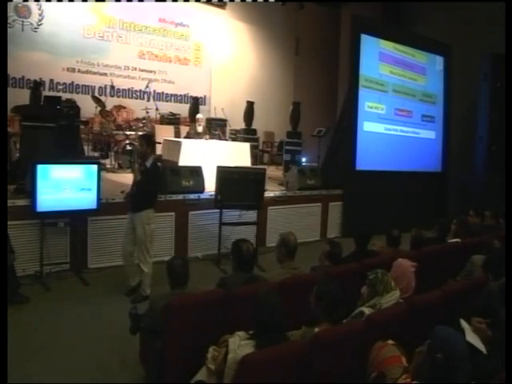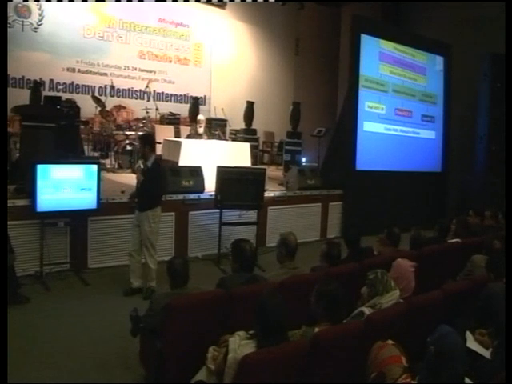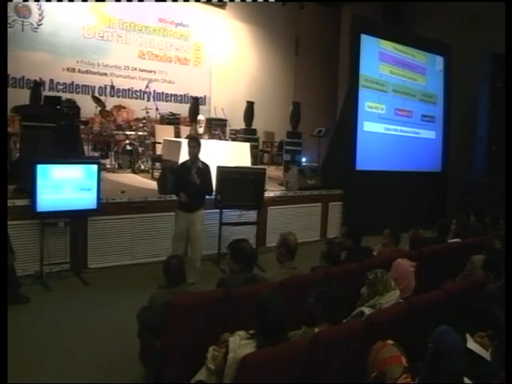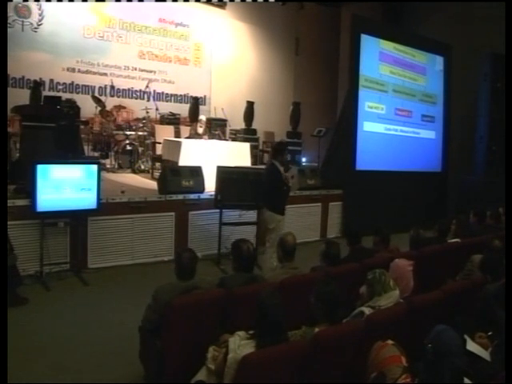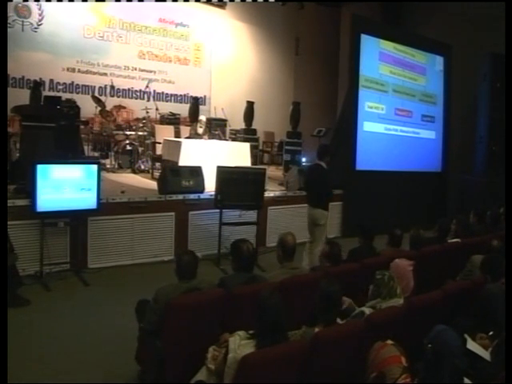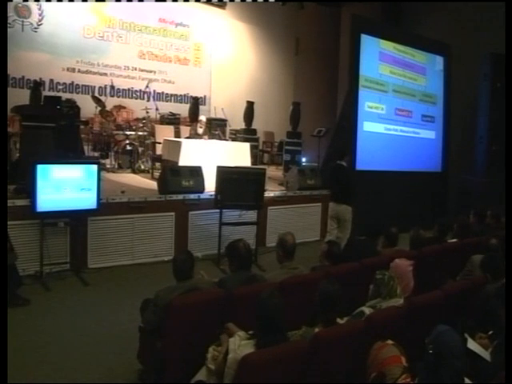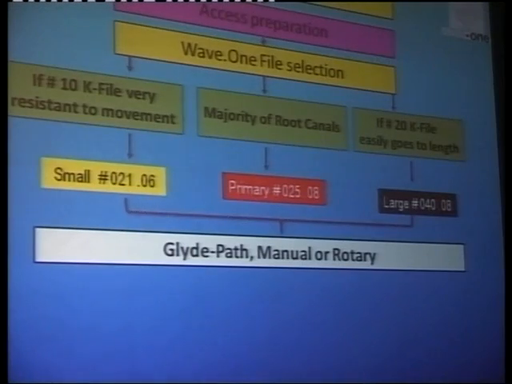And after selection of the file, you will have to make the glide path. It is very, very important. You can make it with the manual number 10 or number 15 file or by rotary system. In rotary system, you can use the PathFile. 3 files are required in the PathFile: number 13, number 16 and number 19.